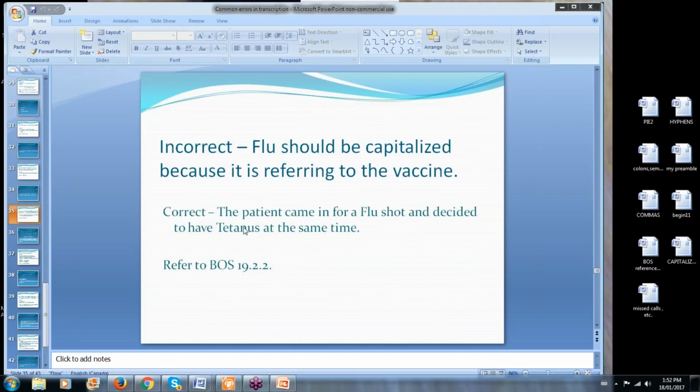Anyway, if they use like the flu or tetanus or hepatitis or anything like that, then if it refers to the vaccine, if they're talking about the patient received that type of vaccine, then you would capitalize it. If not, then you just wouldn't. So if they said, well, the patient has hepatitis, blah, blah, blah, well, they're not referring to the vaccine, so therefore you wouldn't capitalize hepatitis.